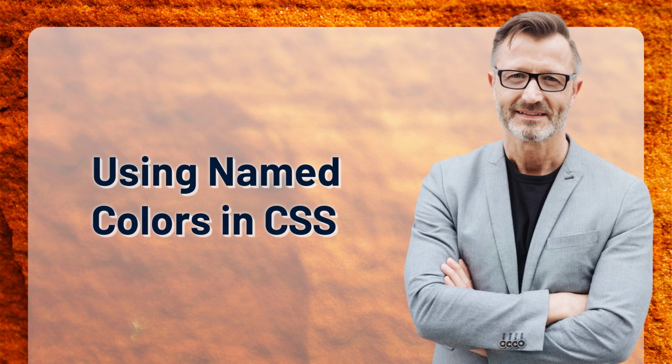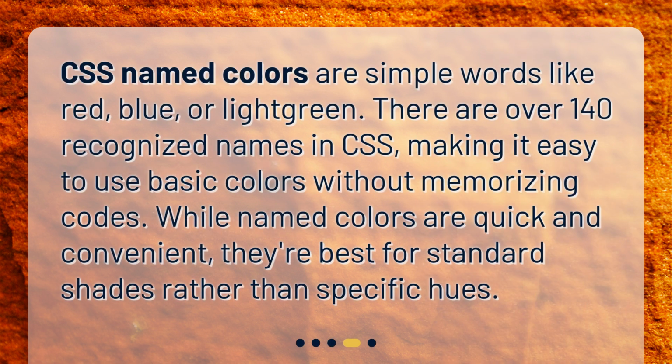Using named colors in CSS. Named colors are simple words like red, blue, or light green. There are over 140 recognized names in CSS, making it easy to use basic colors without memorizing codes. While named colors are quick and convenient, they're best for standard shades rather than specific hues.